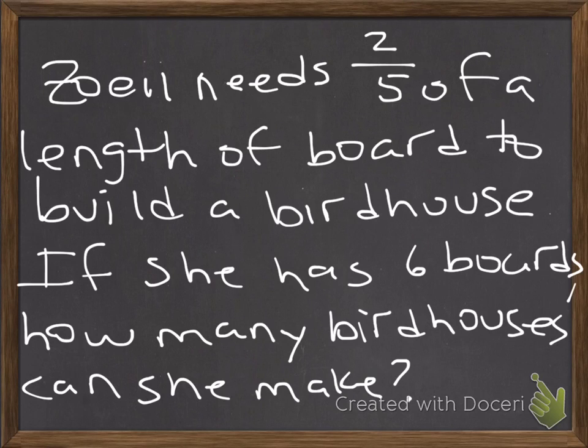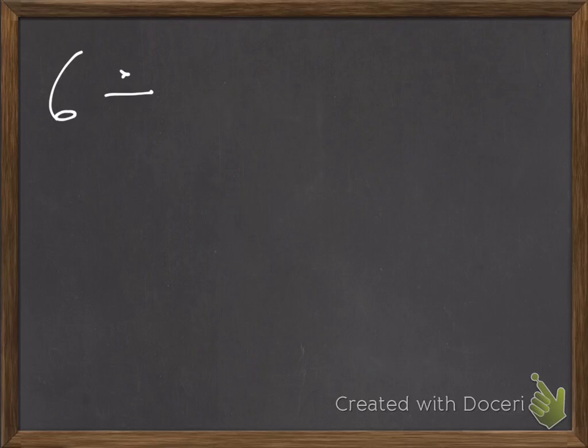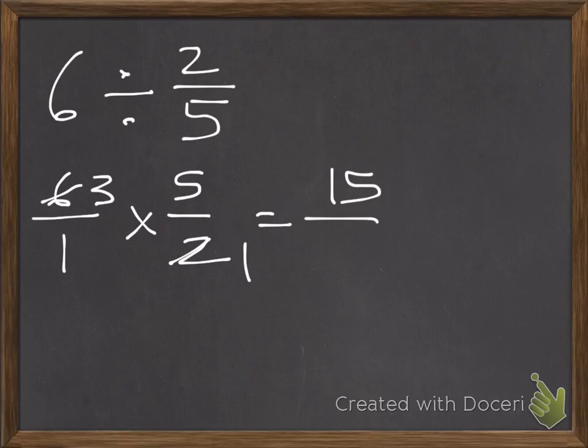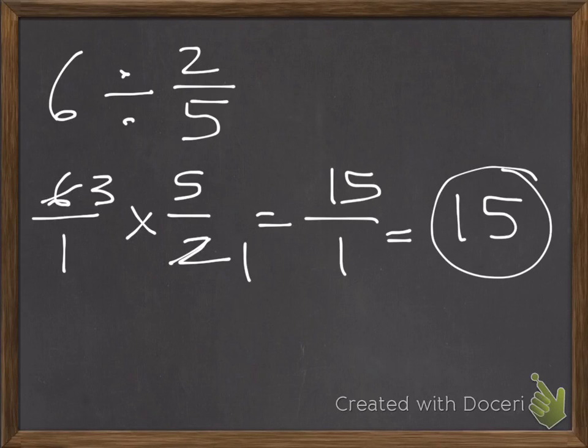And now we have two word problems. The first one, we have Zoe needs 2/5 of a length of board to build a birdhouse. If she has 6 boards, how many birdhouses can she make? So this one we're going to be dividing. 6 divided by 2/5. So that means we make them both fractions and we multiply by the reciprocal. We can cross simplify here, divide by 2, and we should get 15 over 1 or 15 birdhouses.